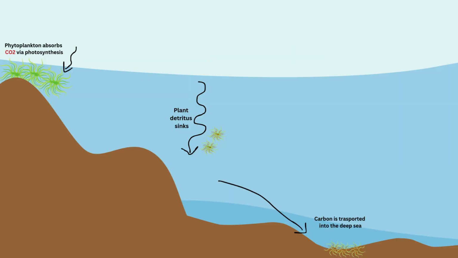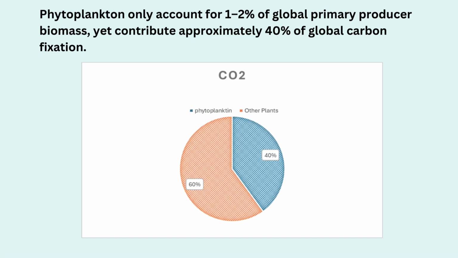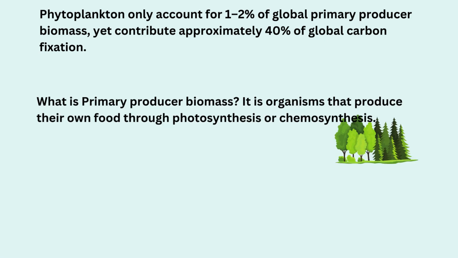Phytoplankton absorbs CO2 via photosynthesis. Plant detritus sinks. Carbon is transported into the deep sea. Phytoplankton only account for 1 to 2% of global primary producer biomass, yet contribute approximately 40% of global carbon fixation. Primary producer biomass: organisms that produce their own food through photosynthesis or chemosynthesis. Yet phytoplankton is responsible for nearly 40% of all photosynthetic CO2 fixation on Earth.